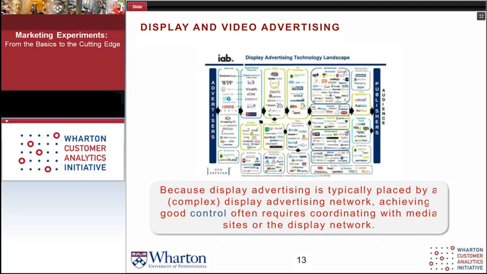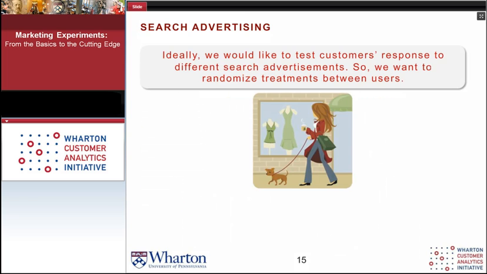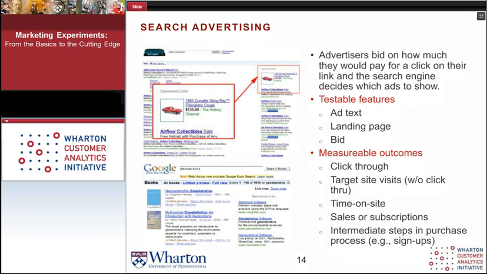So I have a couple more forms of advertising I wanted to tell you about. Sorry, I advanced my slide too far there. So moving on from display advertising, we have to talk a little bit about search advertising. In search advertising, advertisers bid on how much they would like to pay for a click on their link, and the search engine decides which ads to show. There's lots of cool things you can test in search advertising, the ad text, the landing page, the amount you want to bid.